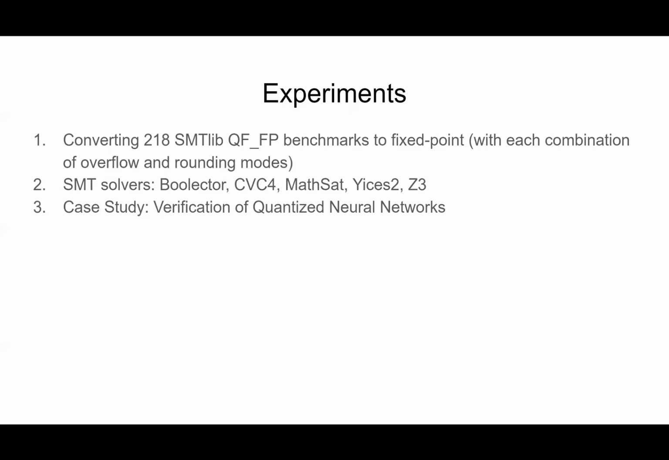For the experiments, we have converted 218 SMT-LIB QF_LRA benchmarks into fixed point. It means 1 to 4 for each combination of overflow mode and rounding mode. We have 2 overflow modes and 2 rounding modes, so we multiply it by 4 cases, and we try it on many solvers like Bitwuzla, CVC4, MathSAT, Yices2, and Z3, and also do 2 case studies on neural networks.